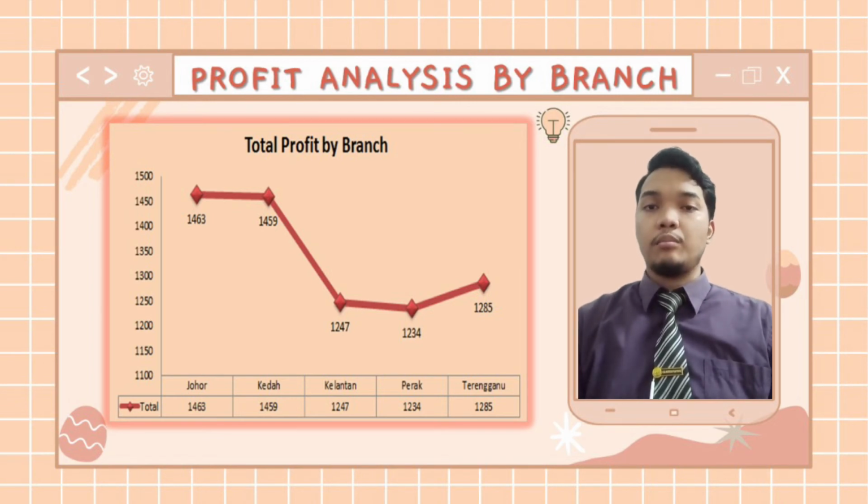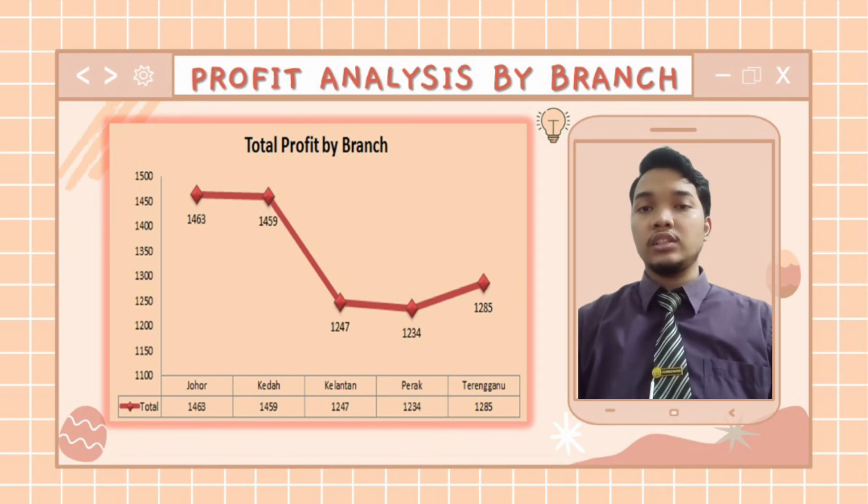After that, for the branch in Perak, their total profit is RM1,234. Their profit only consistently increased in 2 months, which are July and August. They had a consistent decrease in profit for 2 months, which are May and June.